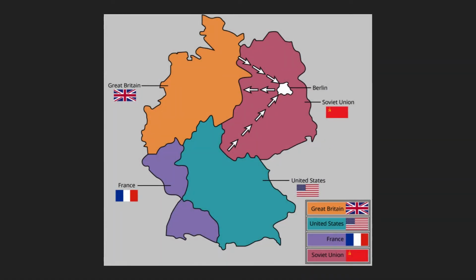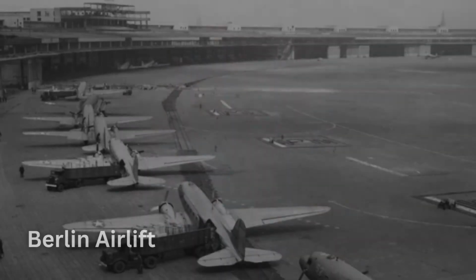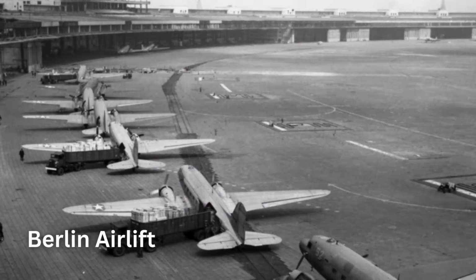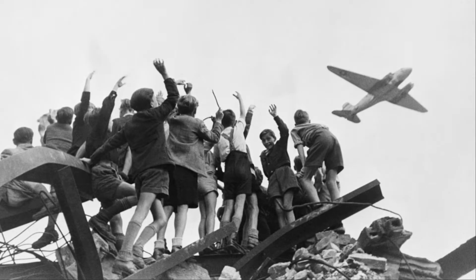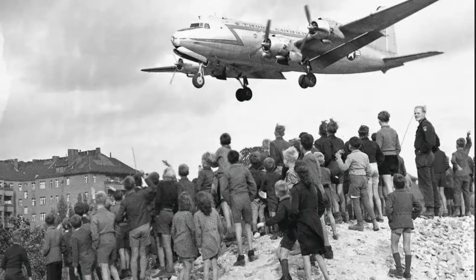As tensions escalated in post-war Europe, there is one event that symbolizes the tension that is building between East and West: the Berlin Airlift. In 1948, the Soviet Union blockaded West Berlin, cutting off supply routes to the western sectors of the city. In response, the United States and its allies launched a massive airlift operation to deliver food, fuel, and other essentials to the besieged city. The Berlin Airlift showcased the determination of the Western powers to defend the principles of democracy and freedom against Soviet aggression.